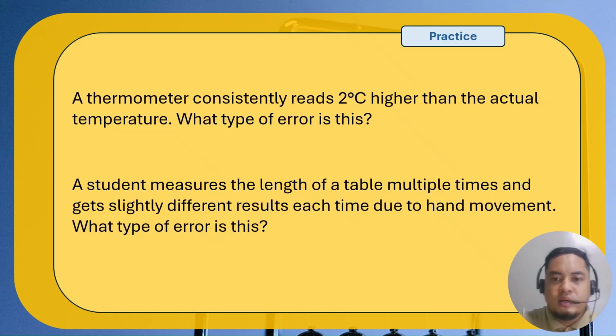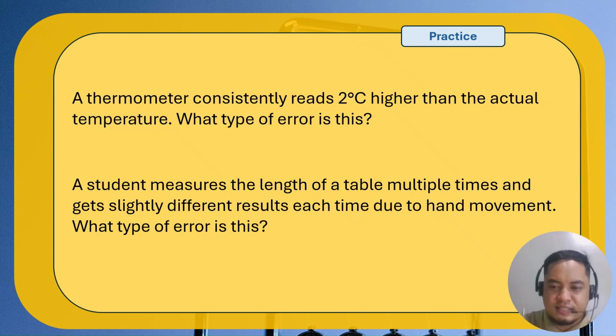Okay, so let's have a practice here. These are sample statements, and then we will be judging if it's a random error or a systematic error, or if it suggests a random or systematic error. First one: a thermometer consistently reads 2 degrees Celsius higher than the actual temperature. So what type of error is this?